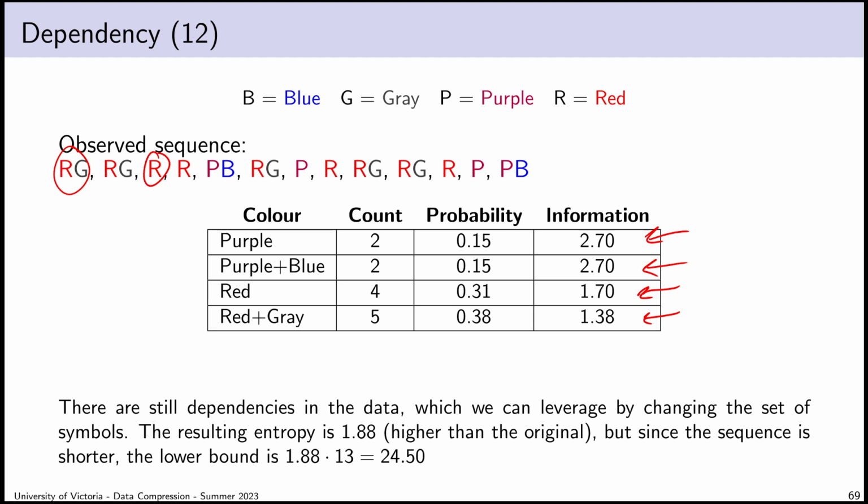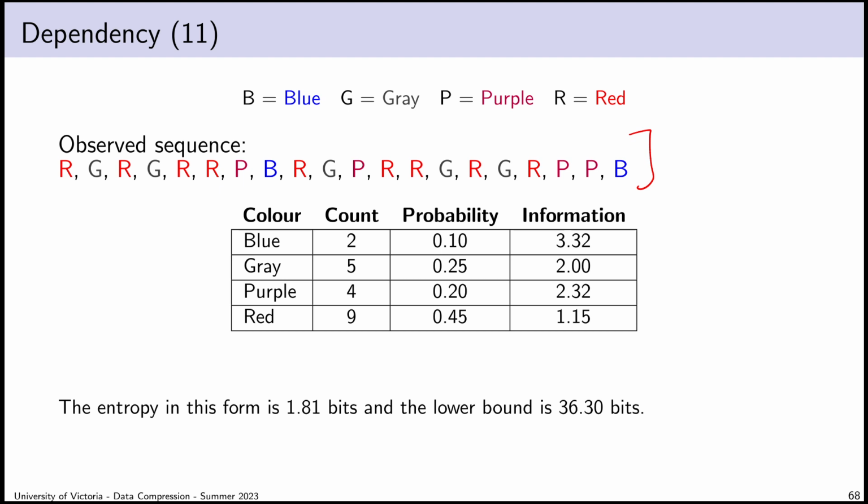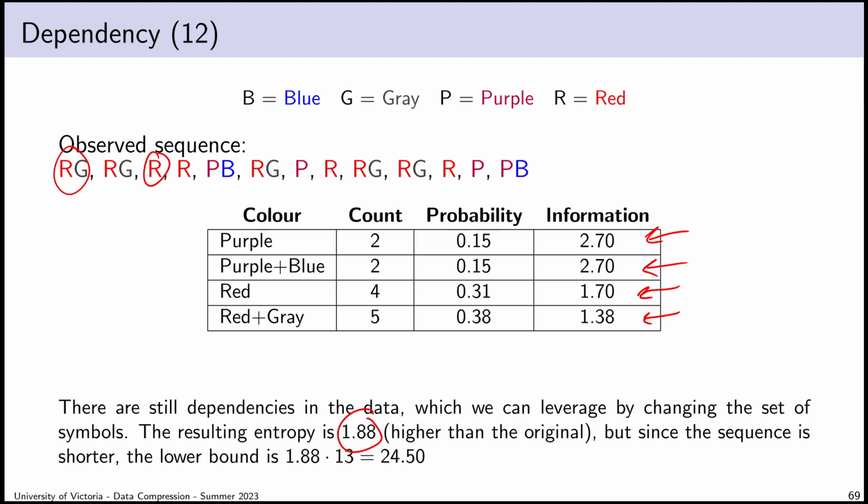So if I do this, the resulting entropy of my sequence is actually 1.88. In the previous version, it was 1.81. So I changed the encoding of the sequence to change the symbol set, and the entropy went up, which is sort of weird. But if you think about it, because I have some symbols that are compound that tell me about two different cars at once, I suppose it makes some sense that if I look at my next observation, maybe there is more information in that on average, because I could hear about two cars at once if I wait for one more observation.